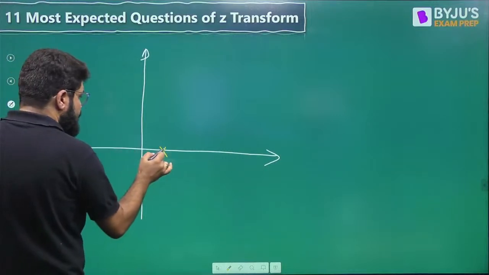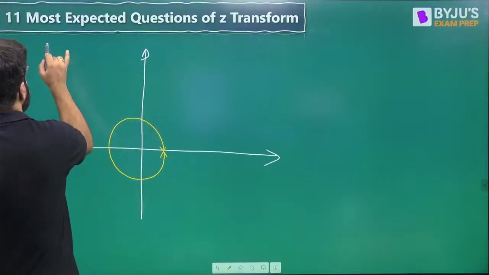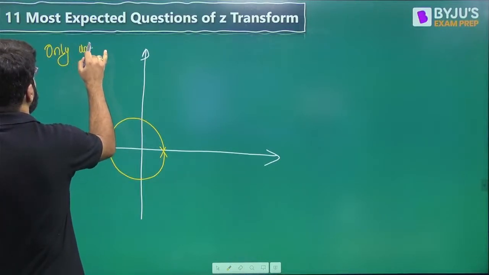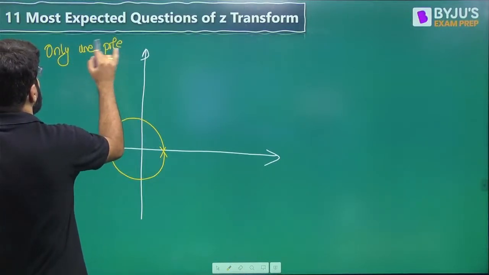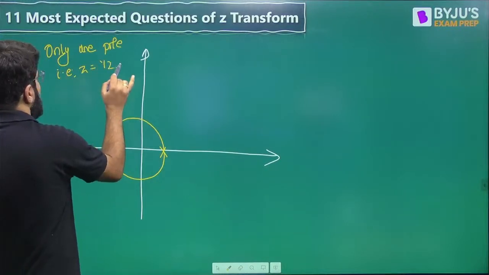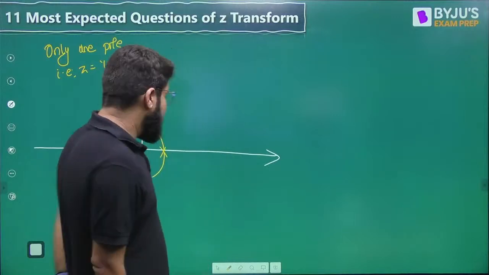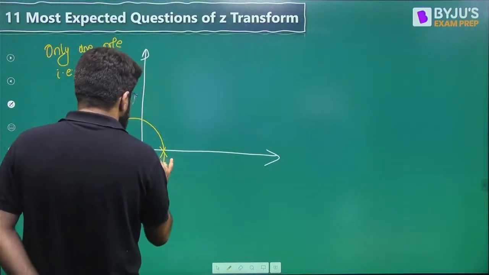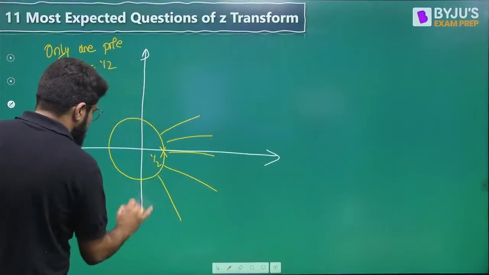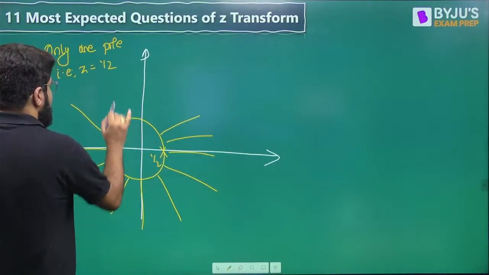Number one, there is only one pole, and that is z equal to half. It does not have any other pole. Let us assume that. Then the ROC is, we all know, mod z greater than half.